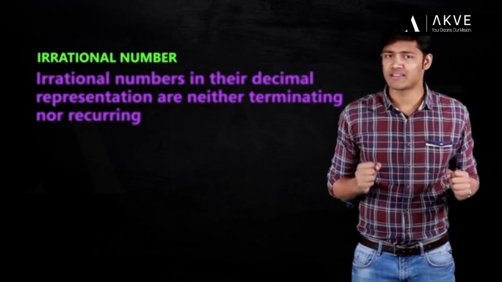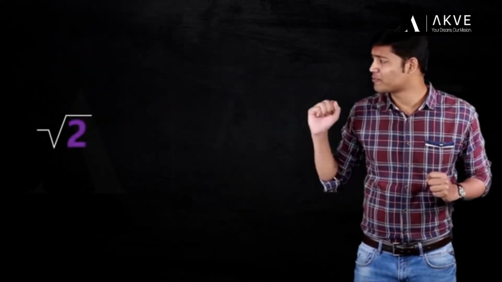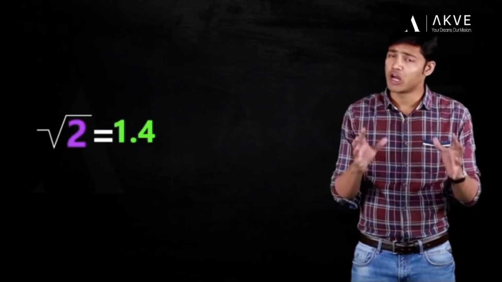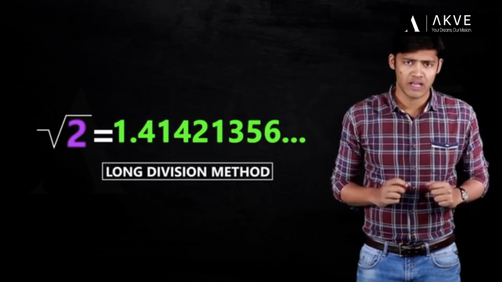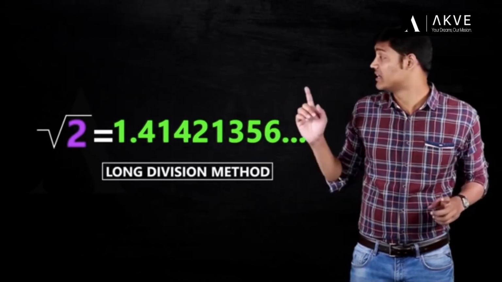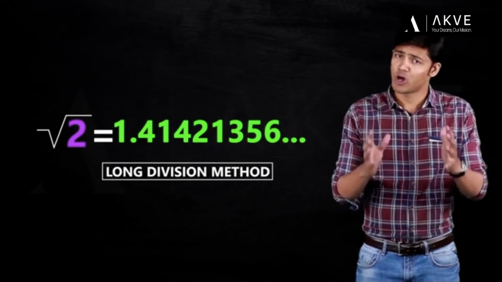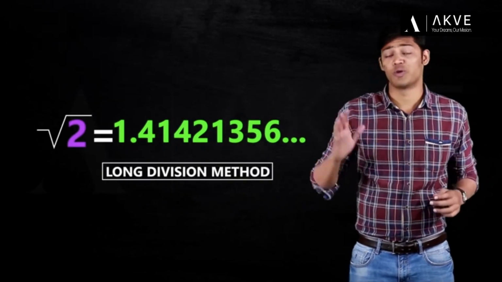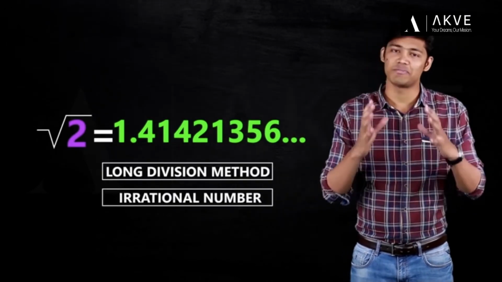Now here is the decimal representation of square root of 2. This can be found using the long division method. As we can clearly see, the digits are neither recurring nor terminating. So square root of 2 is an irrational number.